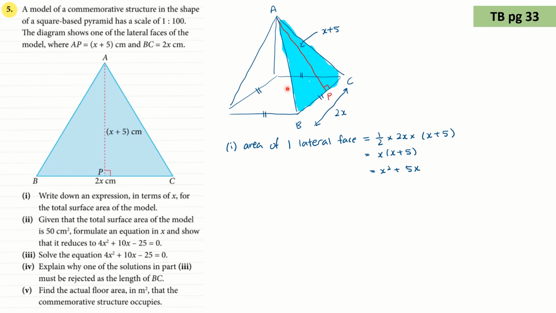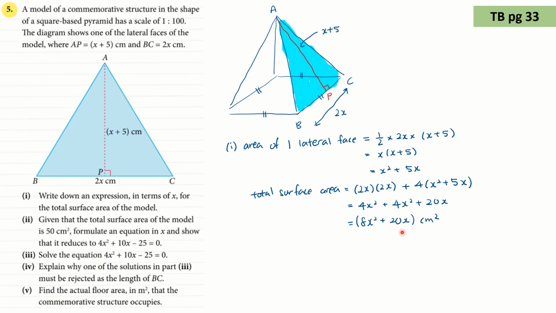There are 4 triangles in total, so to find out the total surface area, I will take 4 times x squared plus 5x, and also the area of the square, which is 2x times 2x, and then I can expand this and simplify it. I'm sorry that my animation isn't coming out right. So we have 4x squared plus 4x squared plus 20x. And that simplifies to 8x squared plus 20x cm squared. So this answers our part I question. It is the expression that represents the total surface area of the model.